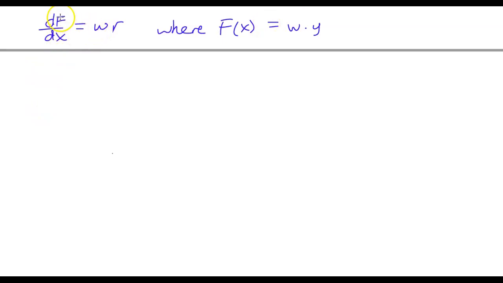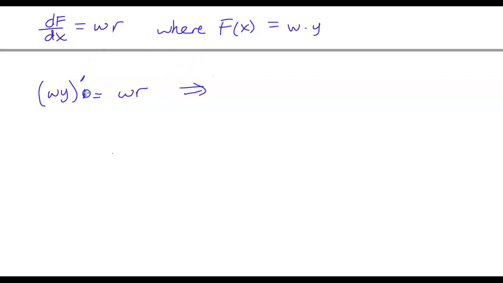Notice here that, again, our big F of x, if we take the derivative of it, is going to be equal to w times r. But of course, we know that another way that we could express the derivative of this particular function is just to say we're going to do the derivative of w times y here. And if I made that equal to wr, then what I could do is say, well, I want to integrate both sides, right? To do that, I need to still multiply both sides by dx, since all these functions are functions of x.